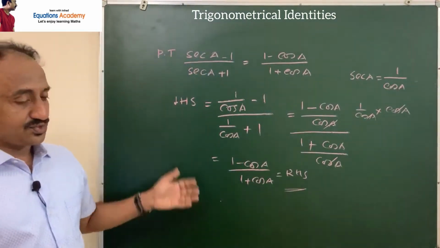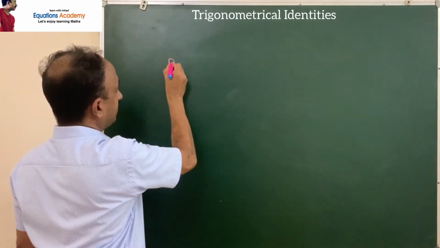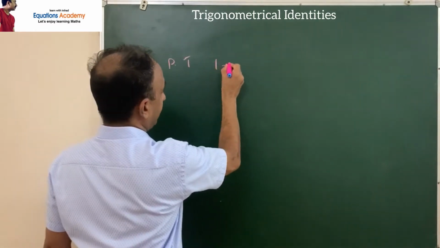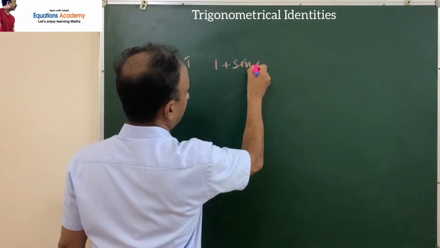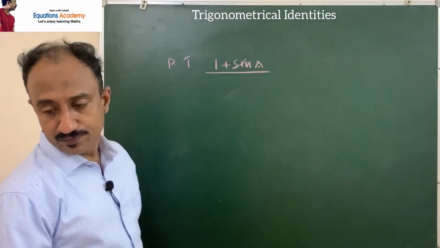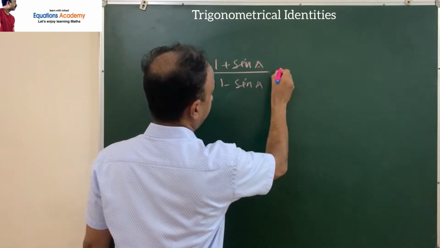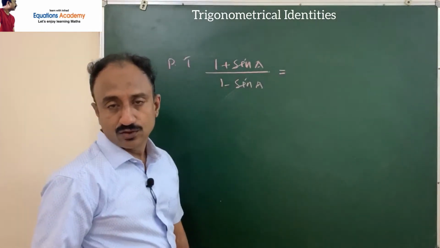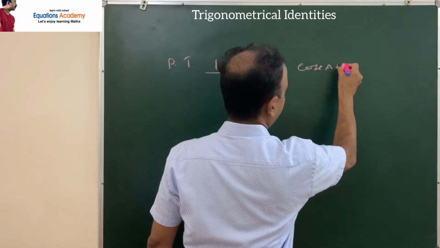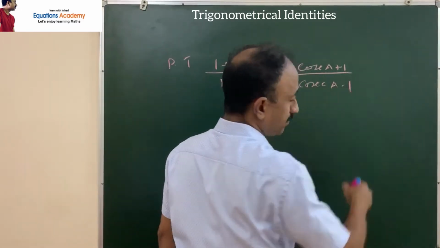This is the first question. Let's go to the second. The second question is prove that 1 plus sin A divided by 1 minus sin A is equal to cosec A plus 1 divided by cosec A minus 1.